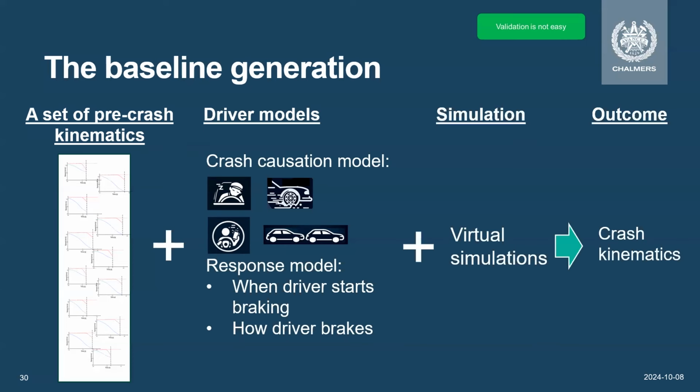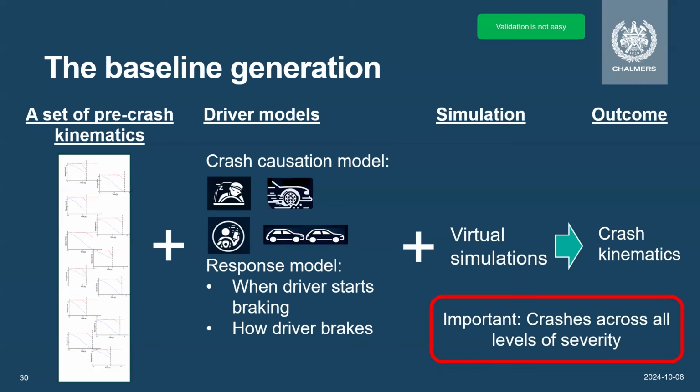You run your two simulations, and out comes some crash kinematics, which are very similar to the original, and they should fit in that population. They should just be more of them. One important point here is that all of these crashes will be across all levels of severity. Because of the way these are generated, it will cause crashes that are just bumping into the lead vehicle, up until really the full sleeping drivers driving straight into the lead vehicle. So you get the full range, and that's important when we come to the validation.